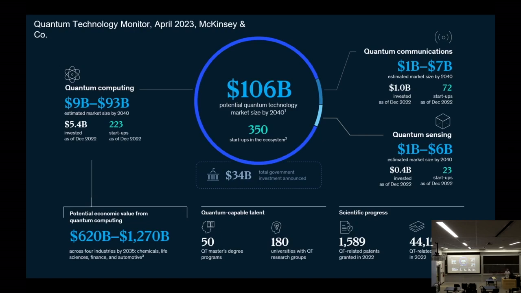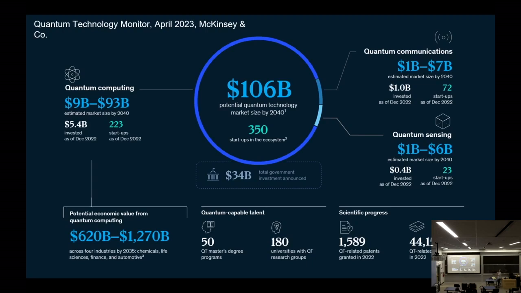So this is a report that came out earlier this year from McKinsey. And they estimate that the potential quantum technology market by 2040 is going to be $106 billion. And of that, it's a big range, $9 to $93 billion is going to be in quantum computing, and then smaller amounts in quantum communication and quantum sensing, which we'll talk about next week.